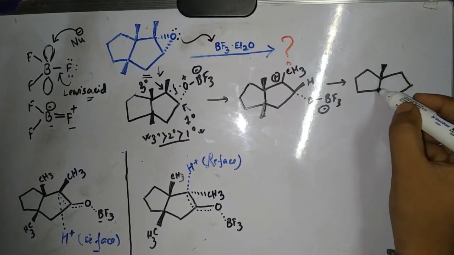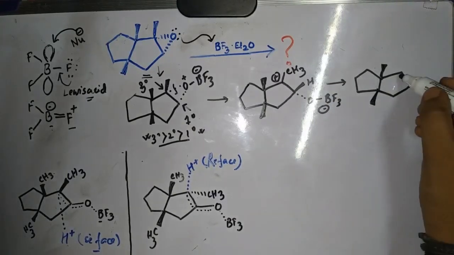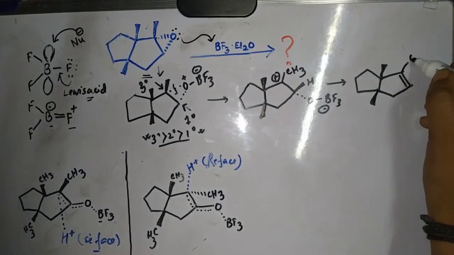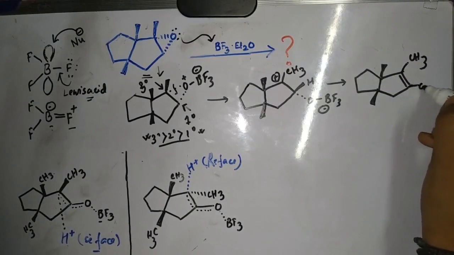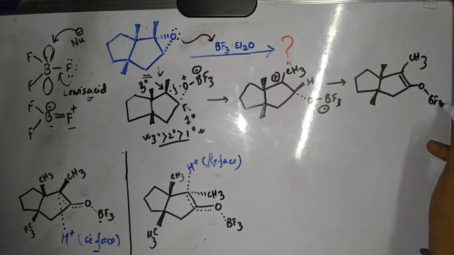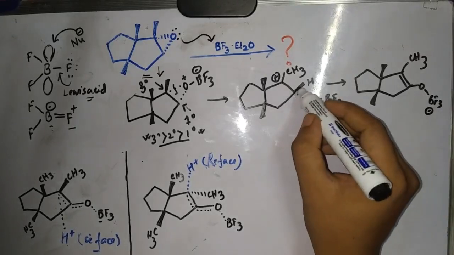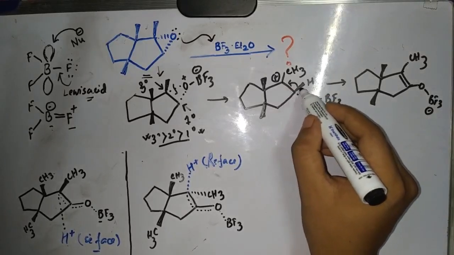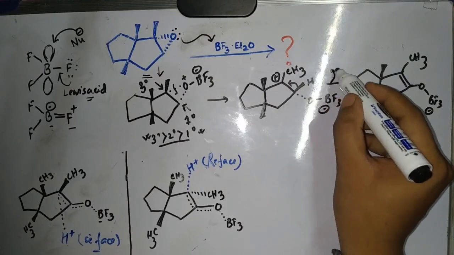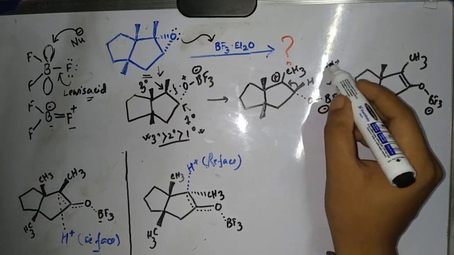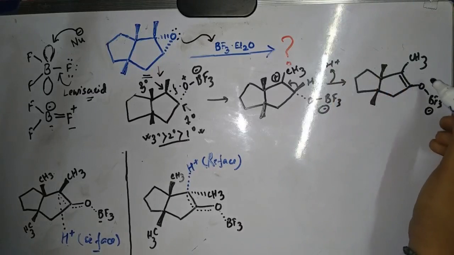So this CH3 will be in the above, and here you can see the double bond will form and CH3 will be there, and here O BF3 minus will be there. So guys, here you can see this is coming, so therefore there will be an H plus elimination, and this eliminated H plus will be accepted in this step.